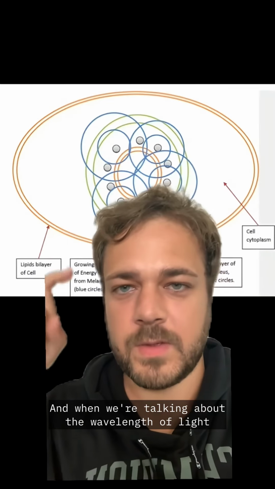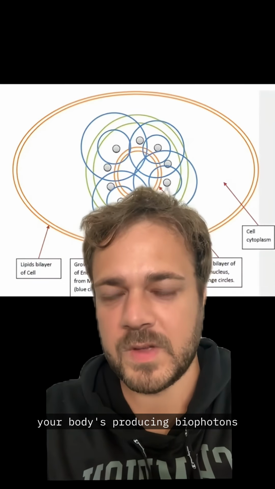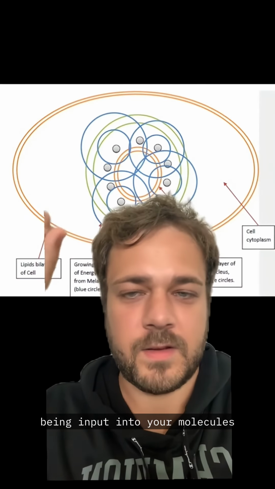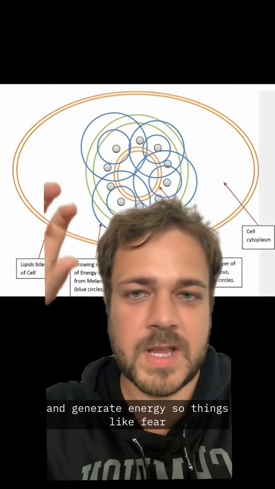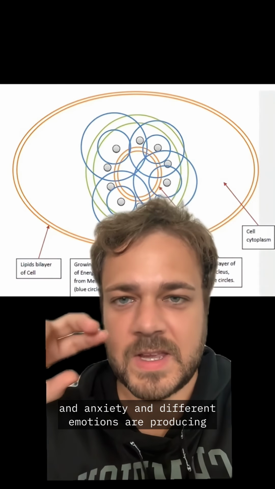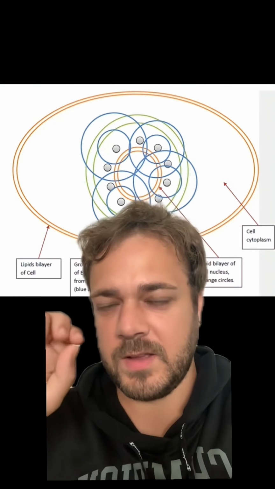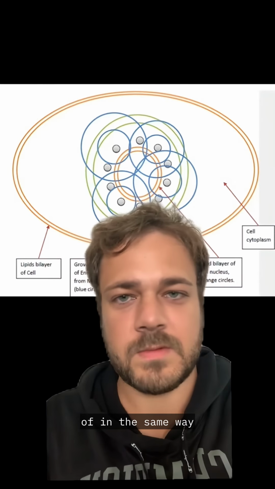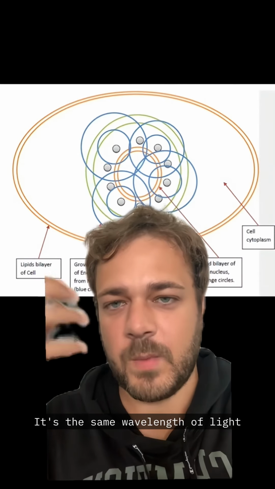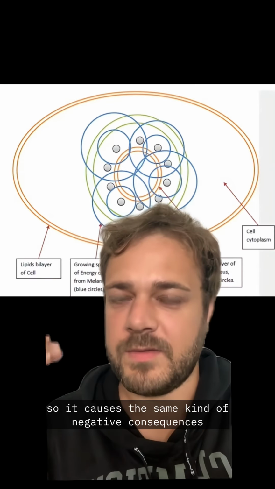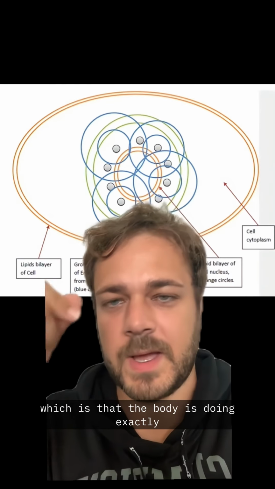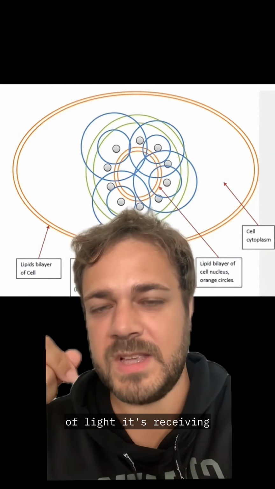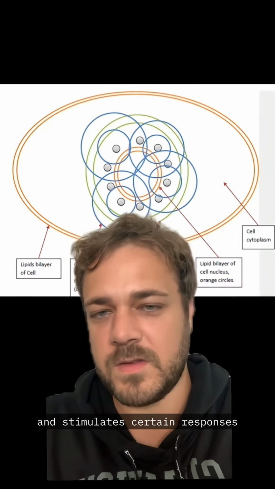And when we're talking about the wavelength of light, your body's producing biophotons. And the wavelength of those biophotons is being input into your molecules that absorb light and generate energy. So things like fear and anxiety and different emotions are producing different wavelengths of light that are generating these actions, just kind of in the same way that you're exposed to blue light. It's the same wavelength of light, so it causes the same kind of negative consequences, which is that the body is doing exactly what it's told to do based off of the wavelength of light it's receiving, because that triggers and stimulates certain responses.